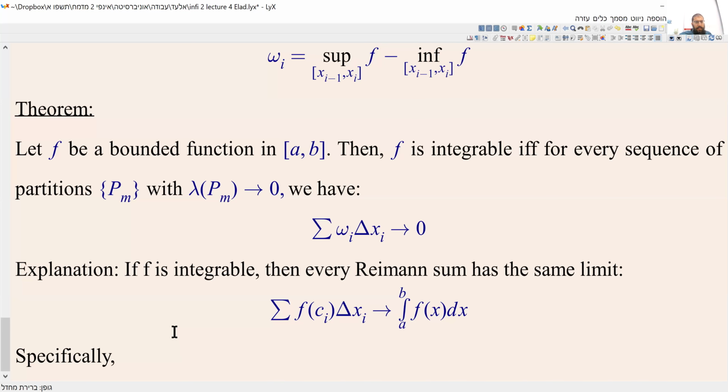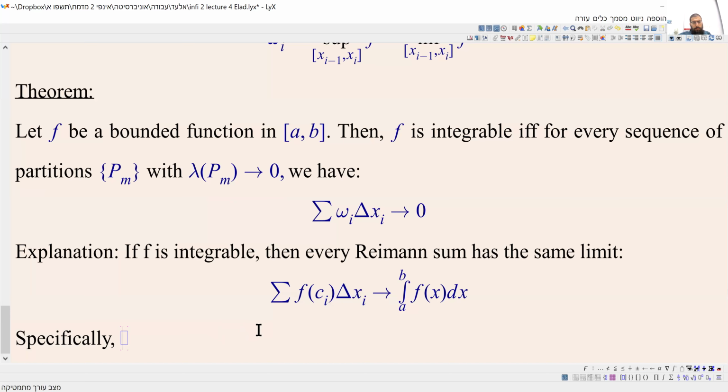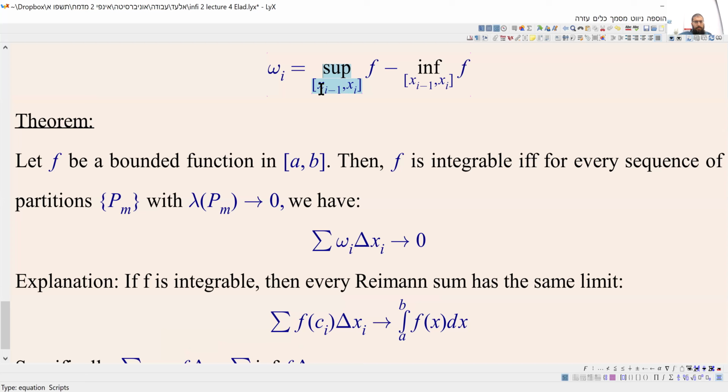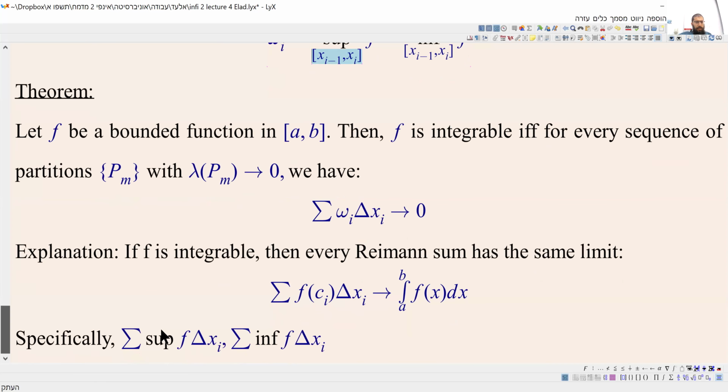Specifically, we can say that the two sums, one with the sup of f and the second one with the inf of f, let's write the inf down as well, and one can add the sup or inf of f in the specific subsegment that determines one xi, go to the same limit.